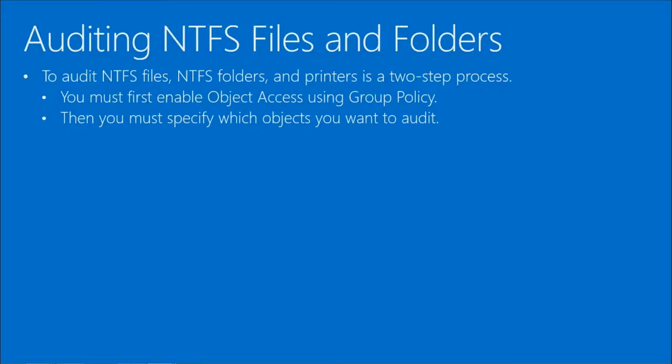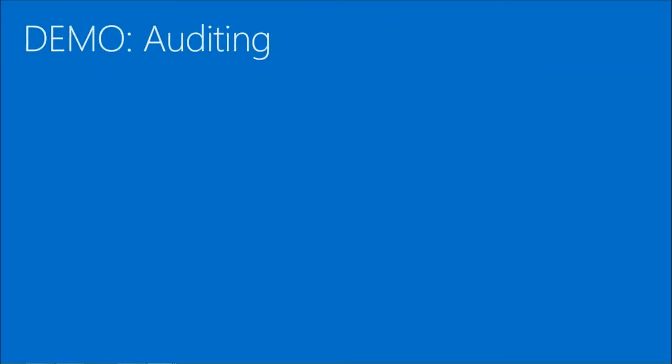One thing that you can audit is NTFS files and folders. You can audit access to files and folders. You must first enable object access using group policy. Additionally, you must specify the objects to audit, which brings us to the auditing demo.